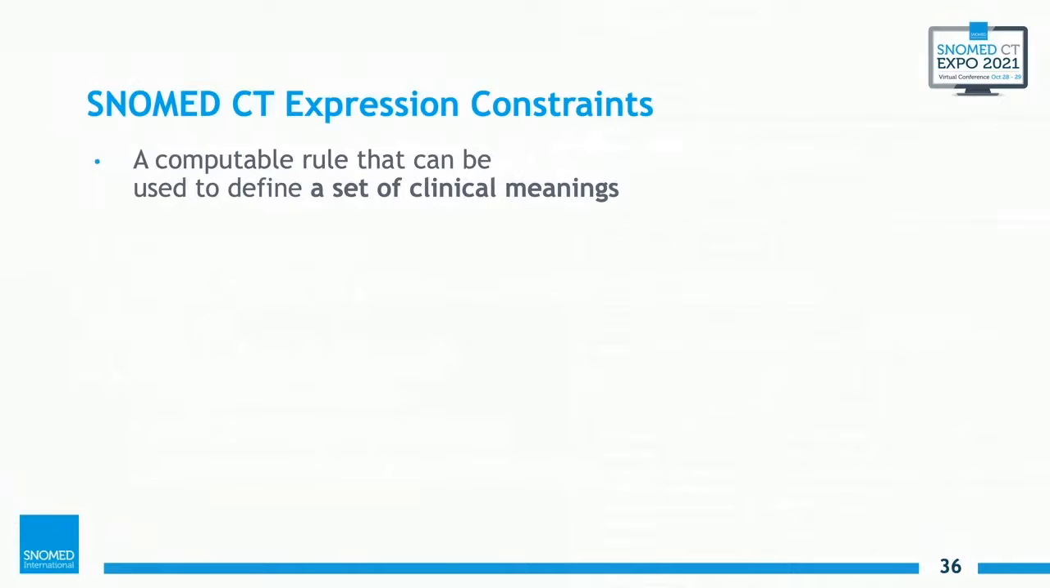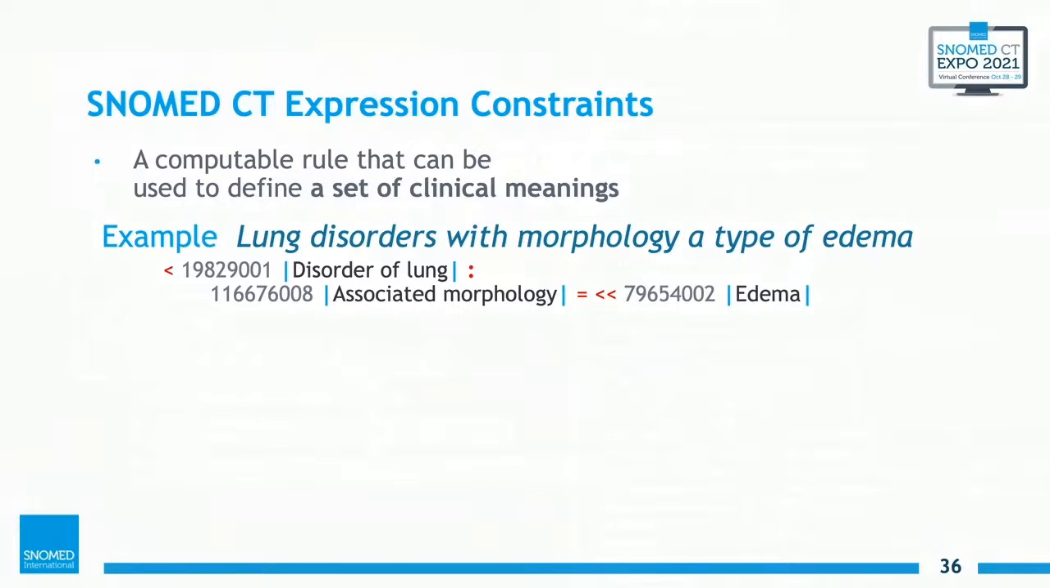SNOMED CT expression constraints, on the other hand, are computable rules that can be used to define a bounded set of clinical meanings. For example, to represent the set of lung disorders where the associated morphology is a type of edema, you can write descendant of disorder of lung with an associated morphology which is a descendant or self of edema. The single less than sign indicates that the matching concepts must be a descendant of disorder of lung, and the double less than sign indicates that the matching attribute values can either be a descendant of edema or the concept edema itself.